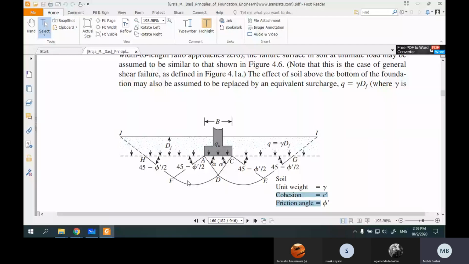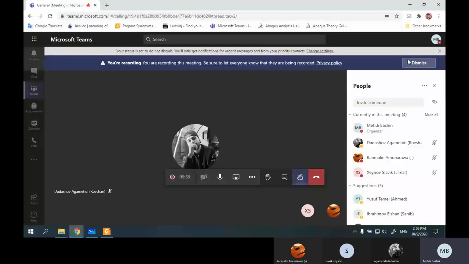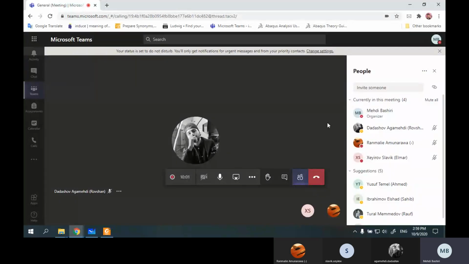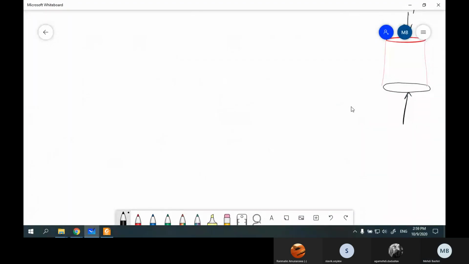If you remember, I told you about the three main terms that form the main capacity of the soil. One of them was cohesion, the other one was load, what? Load above and soil below.